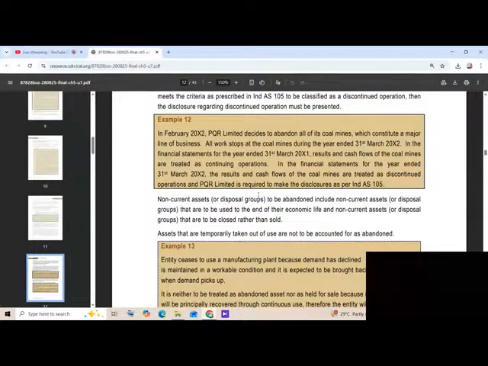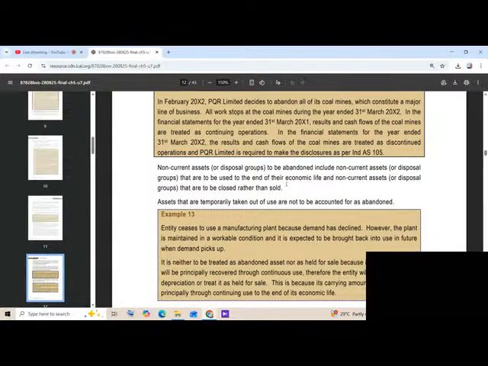Non-current assets or disposal groups to be abandoned include non-current assets or disposal groups that are to be used to the end of their economic life and non-current assets or disposal groups that are to be closed rather than sold. Assets that are temporarily taken out of use are not to be accounted for as abandoned.